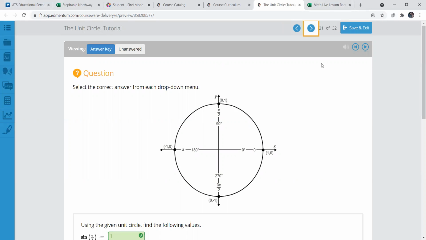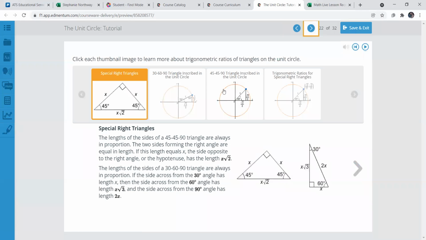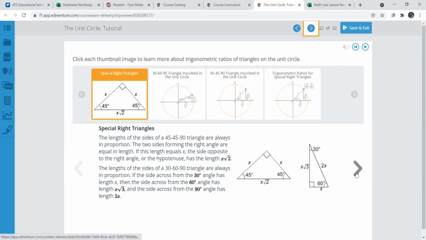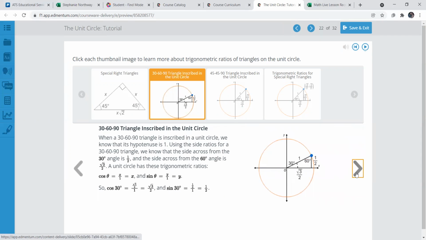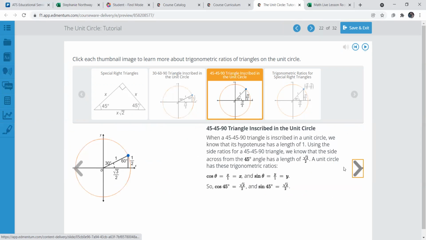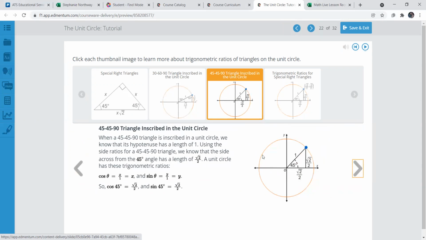Now we have, let's see, okay, more unit circle here. I'll have you answer this. Is special right angle. Then we have the 30, 60, 90 triangle inscribed in the unit circle. As you can see, 30, 60, 90 like that. 45, 45, 90 inscribed in the circle. 45 degrees, 45 degrees, 90 degrees. Here's the radians.